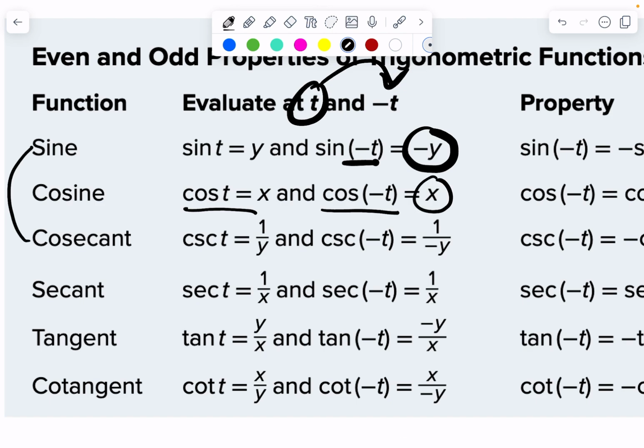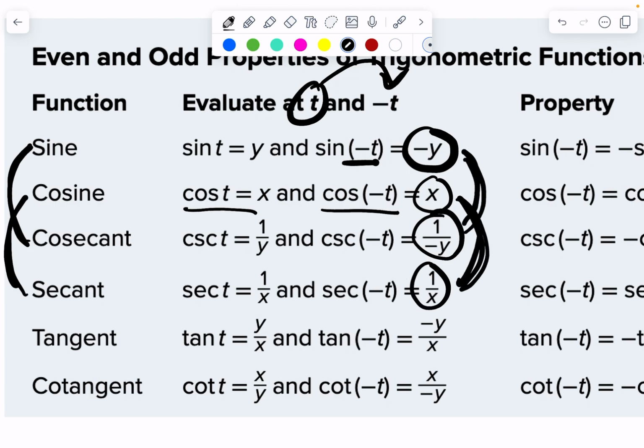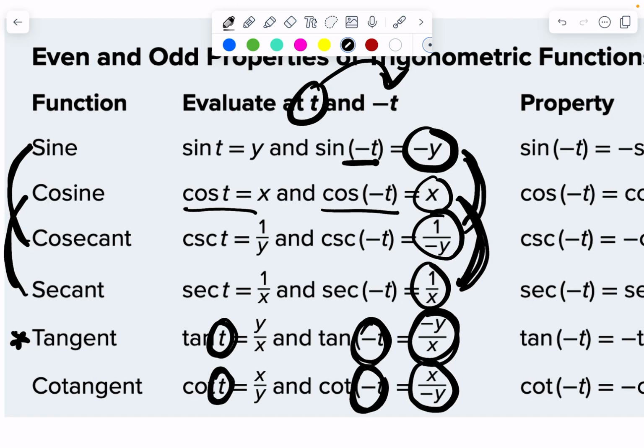Same thing with cosecant and sine: since they go together, cosecant will switch to negative, but since secant and cosine go together, he will stay positive. These two stay positive, these guys become negative. Now tangent, since tangent is special and he is sine over cosine, if you do tangent of normal t and tangent of negative t, he will switch sign. He will become negative because sine became negative. Cotangent's the same way. If you do cotangent of normal t and cotangent of negative t, he will switch sign.